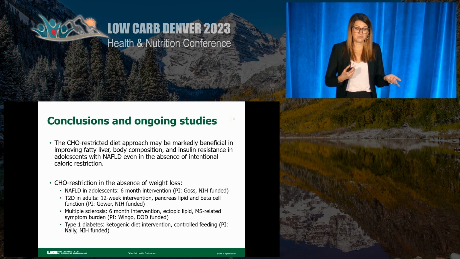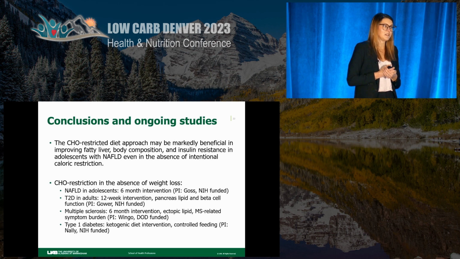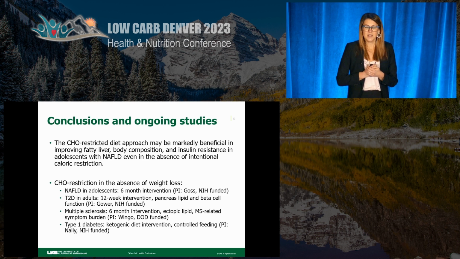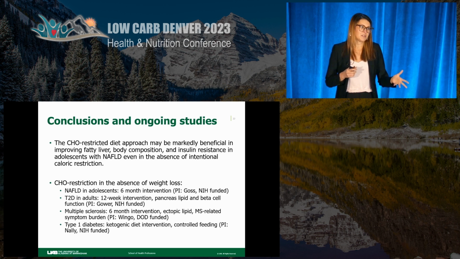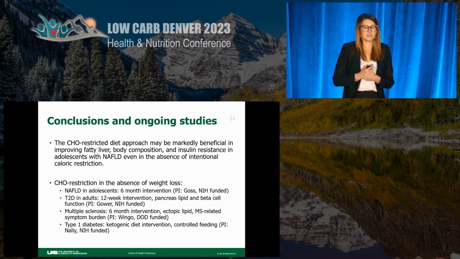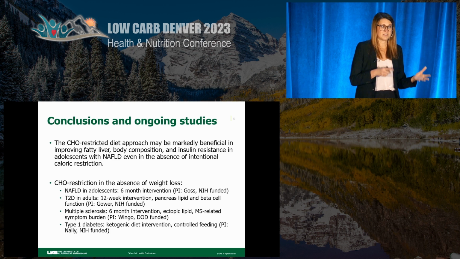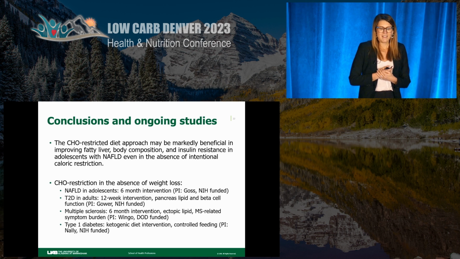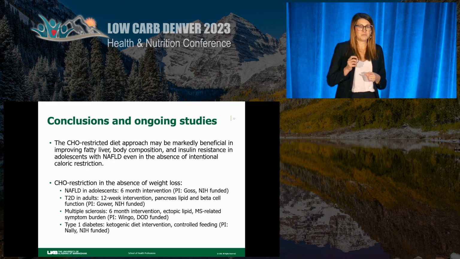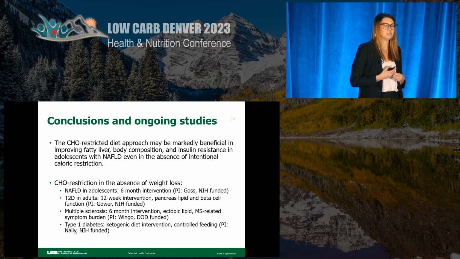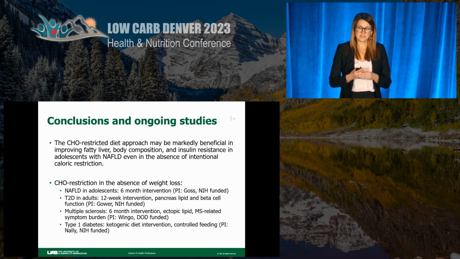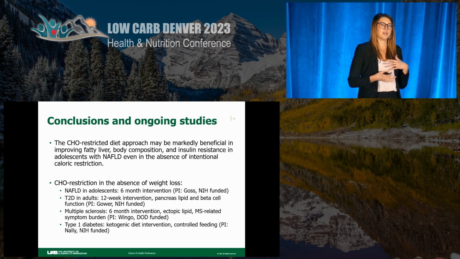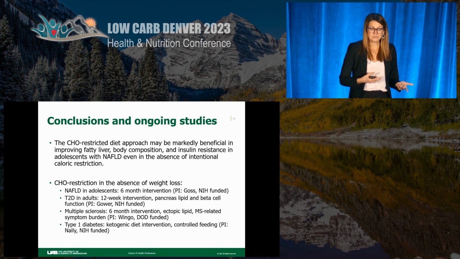We also have been funded recently to do a controlled feeding study in adults with type 2 diabetes, where we're feeding a low carbohydrate diet compared to a standard high carb diet, looking at depletion of pancreatic lipid and whether that's associated with the beta cells springing back to life and improvement in beta cell function. We also recently got funded by the Department of Defense to do a low carb diet in multiple sclerosis. And this is going to be a 6-month feeding study where we're going to be looking at ectopic lipid with MRI and then MS-related outcomes as well.